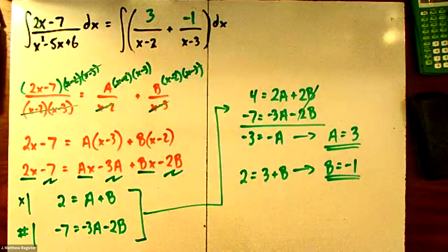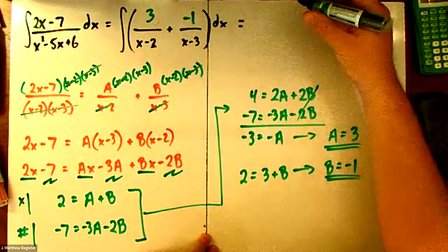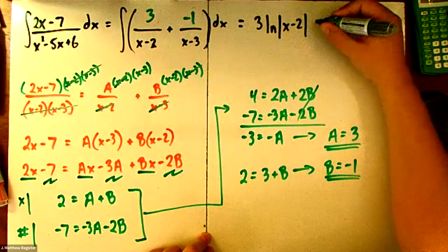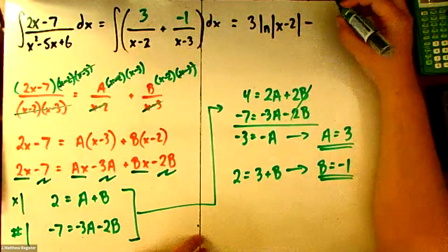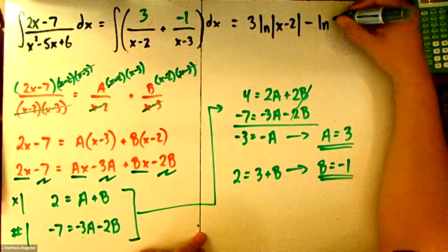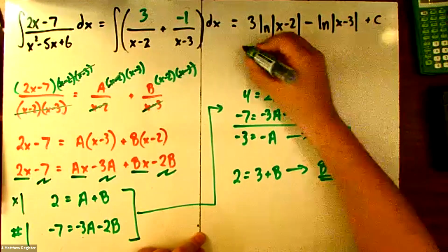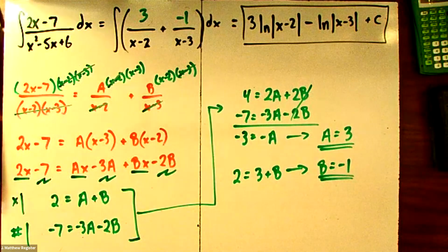And this is easy to integrate, because the integral of 3 over x minus 2 is going to be 3 natural log absolute value of x minus 2. The integral of -1 over x plus 3 is -1 times the natural log of the absolute value of x plus 3, plus c. With partial fraction decomposition, the calculus part is excruciatingly easy. The algebra part is excruciatingly painful.